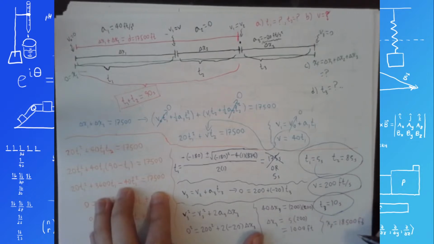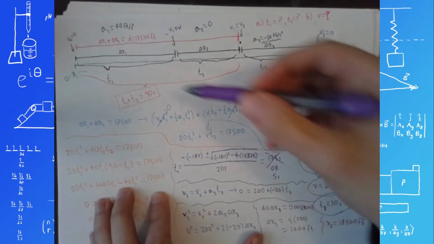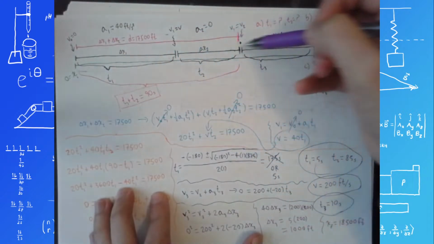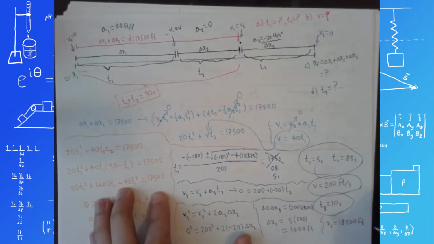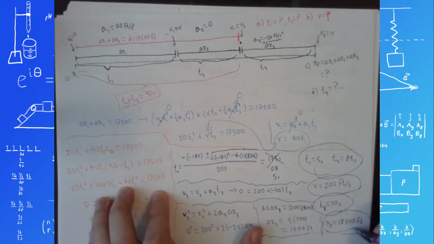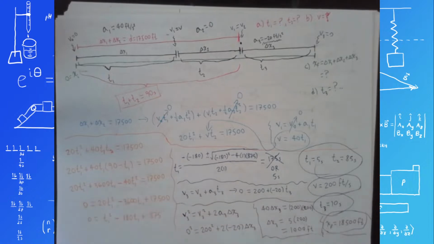I guess I skipped the step of writing x final equals delta x1 plus delta x2 plus delta x3. But I would hope that you guys remember to write that on your exam papers, even though I tend to skip some of that stuff.